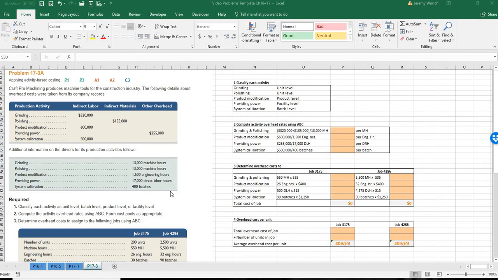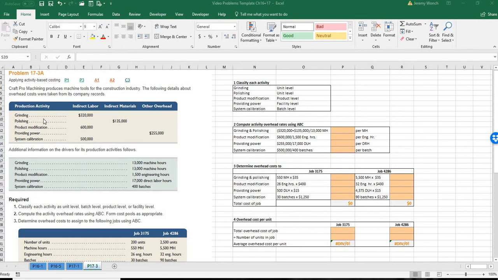So in problem 17-3, we're still doing activity-based costing. But unlike problem 17-1 that we did, where we applied ABC costing to a process cost system, in this one we're going to take job costing and apply ABC costing. So here we have Craft Pro Machining, which produces machine tools for the construction industry, and it gives us details about their overhead cost.